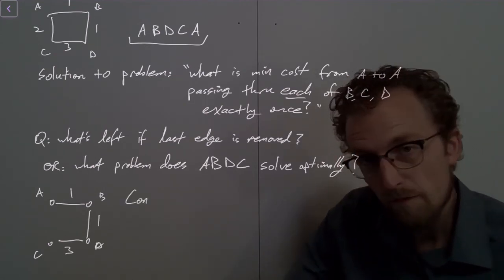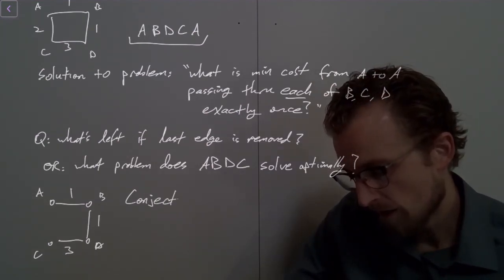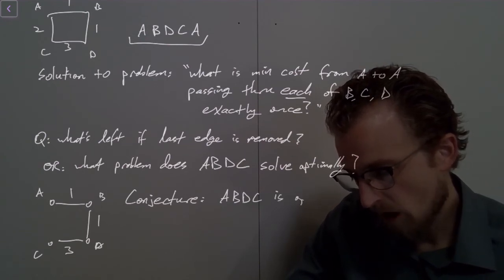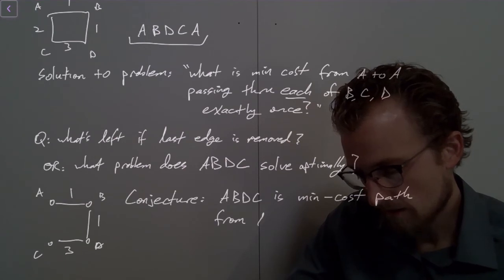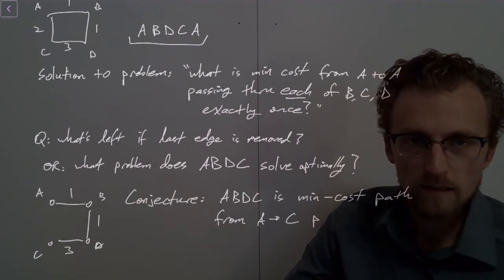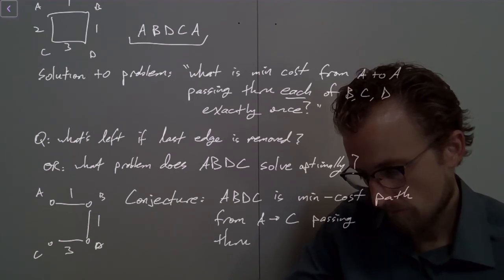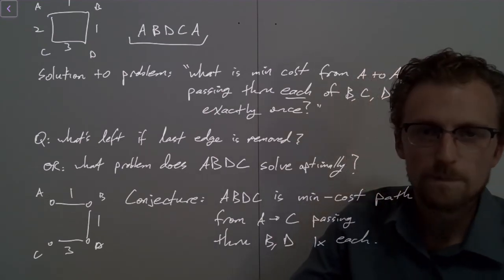So here's our conjecture. And we can verify this just by checking the other way of doing it, right? So this is going to be an easy conjecture to verify. So our conjecture is A, B, D, C is the minimum cost path from A to C, passing through B and D exactly once each. Okay, so that's our conjecture.